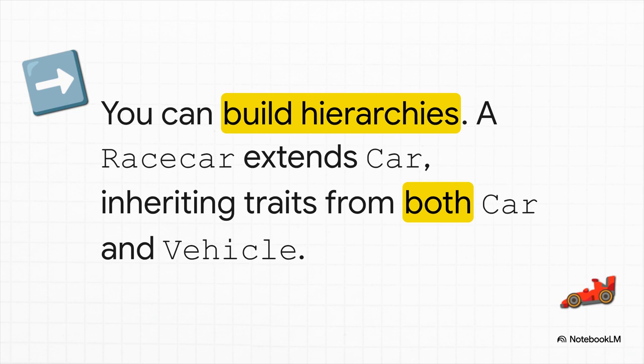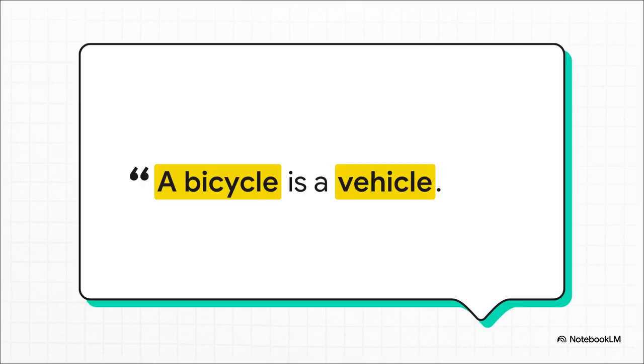And you can just keep going. A race car can extend car. So now the race car inherits from both the car and the vehicle blueprints, and it can add its own super specialized features like a turbocharger. You're creating this beautiful chain of specialization. This simple sentence really captures the whole idea perfectly. A specific thing, a bicycle, can be treated as its more general type, a vehicle. It's this simple is-a relationship that just makes perfect logical sense.